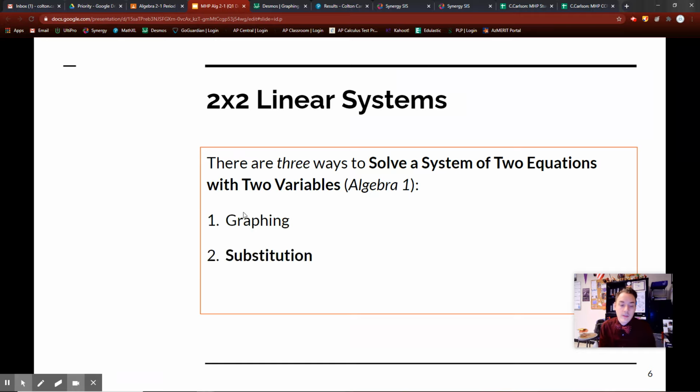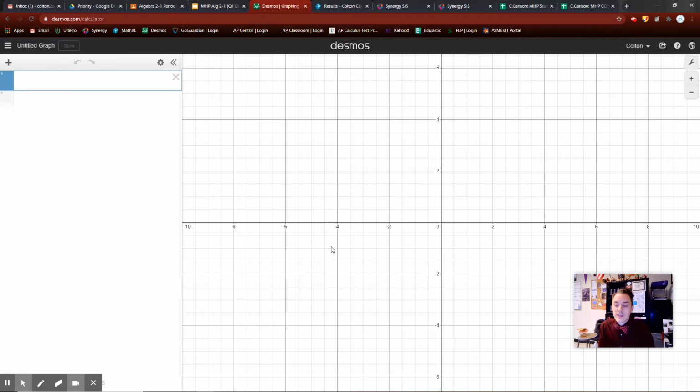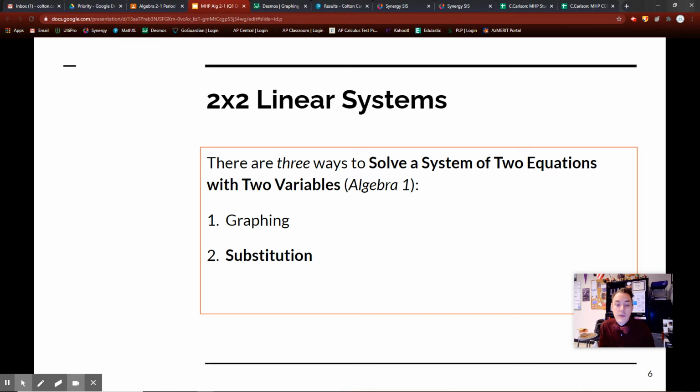There's graphing, which is very easy. That's why we have Desmos. Okay, I'm going to show you how to use Desmos, graph, and what we're actually solving for. There's substitution, which is my favorite because it's used in higher level mathematics. And then elimination, combination, or what we call the addition method.